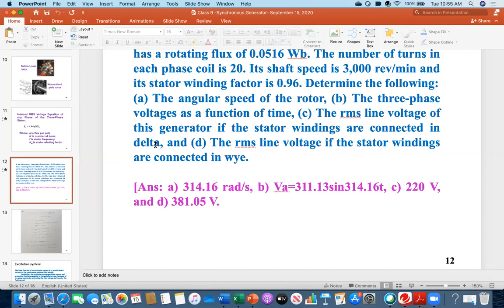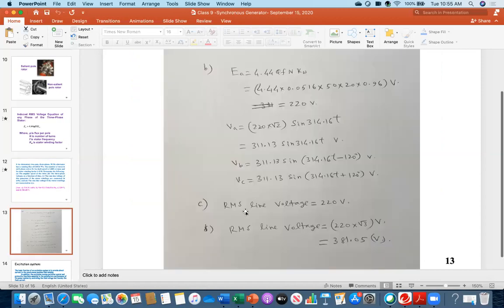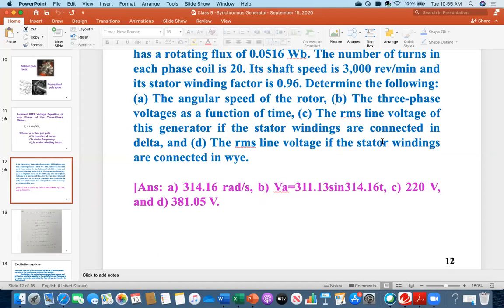So everybody see, if the stator windings are connected in delta, then what happens? In case of delta, phase voltage equals line voltage. Voltage will not be changed. That's why for question C, the RMS line voltage is 220 volts. This is the phase voltage for the phase only, but because question C was for stator windings connected in delta, for delta the line voltage and phase voltage are the same.